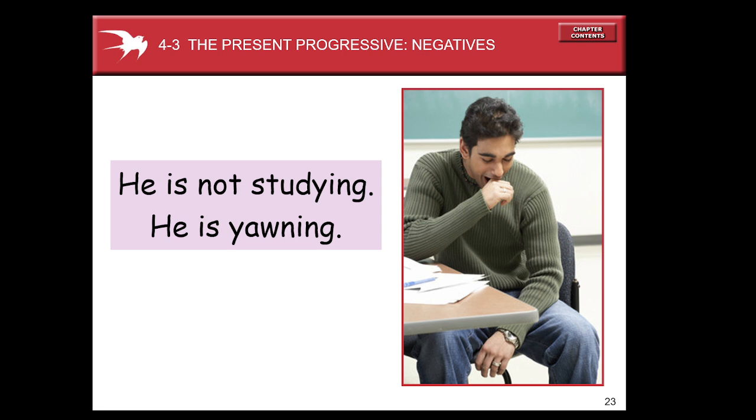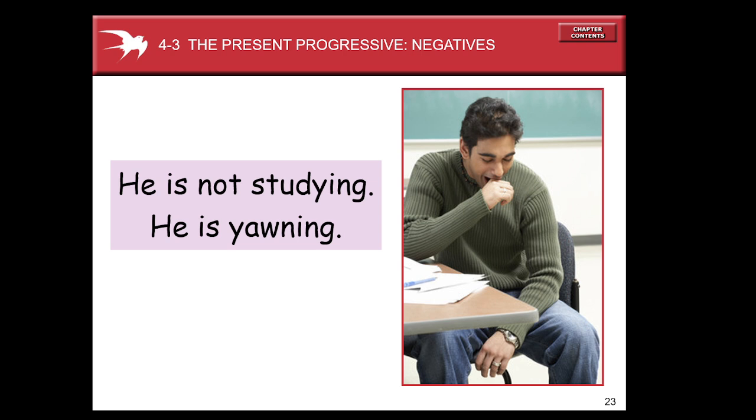Okay, now it is time to understand the present progressive negative form. Now, again, please look at the picture. He seems to be in the classroom. He's drawing. He must be bored. Let's read it. He's not studying. He is yawning.